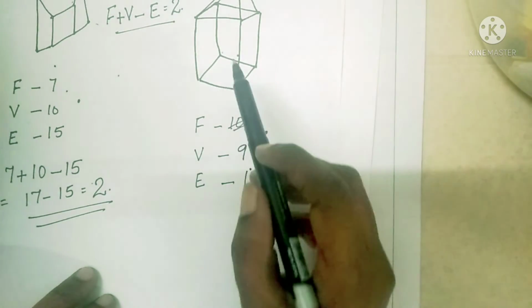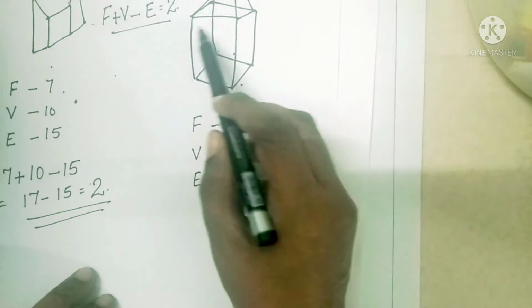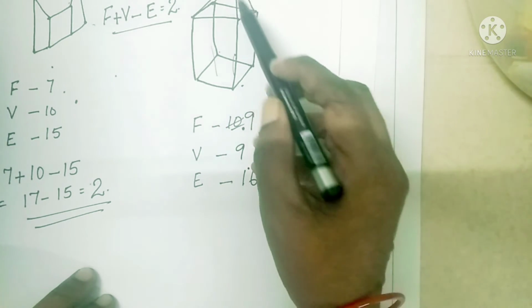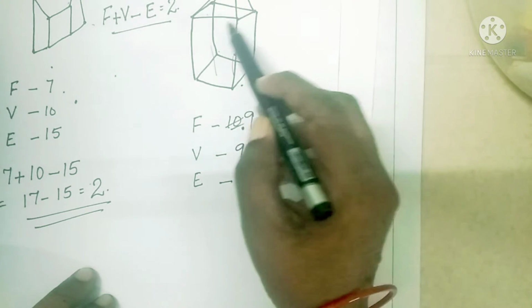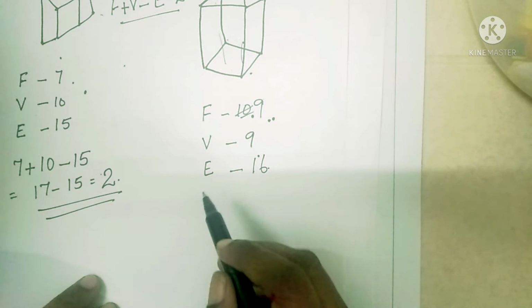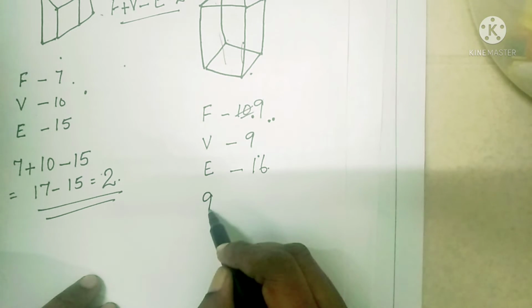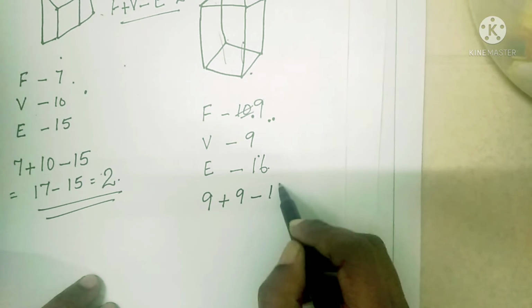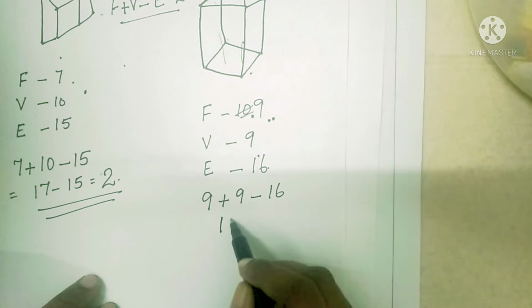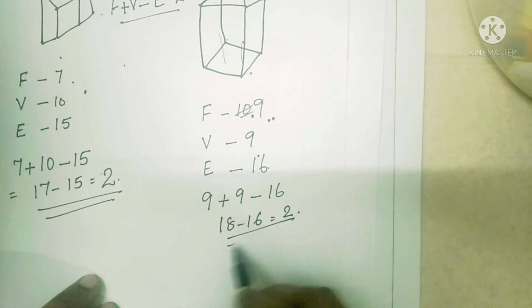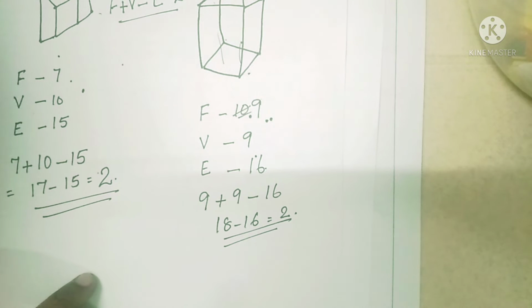And edges if you count, here 4 down, 4 side and 4 here and 4 on this. So total 16 edges. So you substitute 9 plus 9 minus 16, that is 18 minus 16, which is equal to 2. In both the cases, when you substituted the value, we got 2.